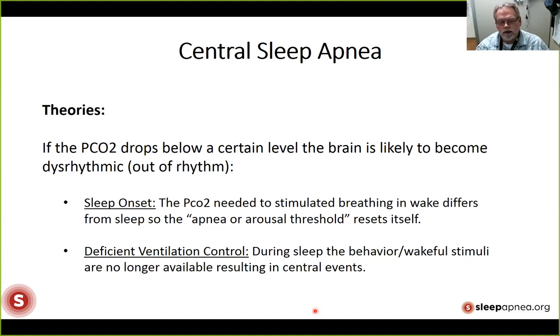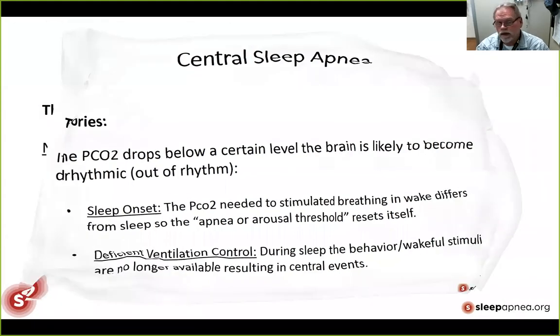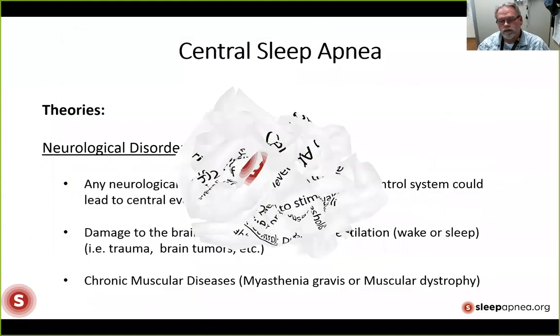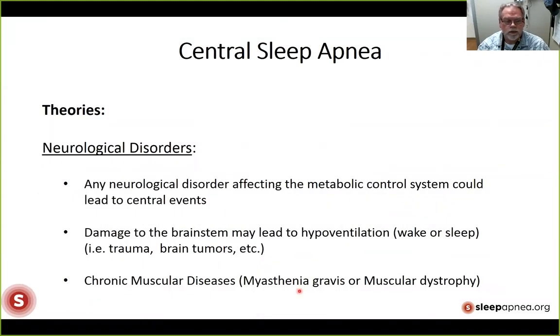Well, if we look at sleep onset, the PCO2 needed to stimulate breathing in wake certainly differs from sleep, so the apnea or the arousal threshold itself resets. And we have what's known as a deficient ventilation control. During sleep, the behavior or wakefulness stimuli are no longer available, and that results in central events. And that's just a fancy way of saying what I said a few minutes ago, that you may not be telling your body to breathe, or if you are telling yourself to breathe, it's not getting through.